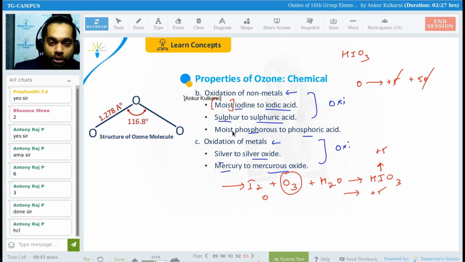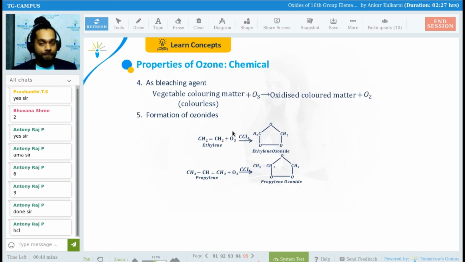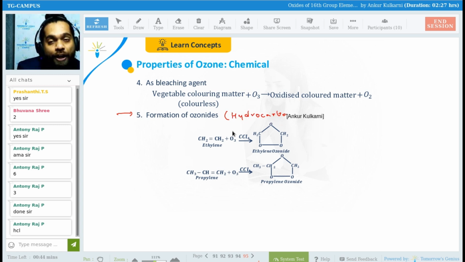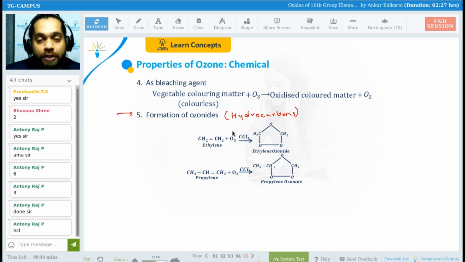Okay, so that was your oxidation of non-metals, oxidation of metals. Now similarly, it will oxidize metalloids also, arsenic to arsenic acid, antimony to antimony acid. Now, important: formation of ozonide. I hope you must have done this hydrocarbon chapter in the 11th standard. I do not expect you to remember everything. But hydrocarbons, what was that? It was ozonolysis.